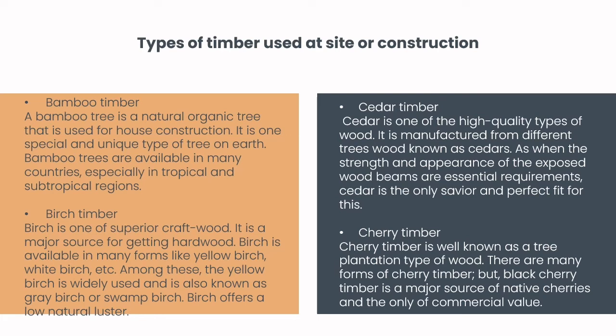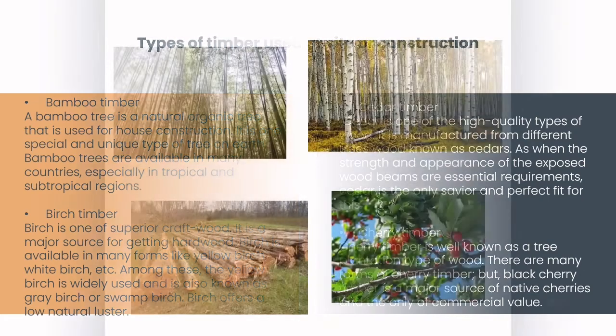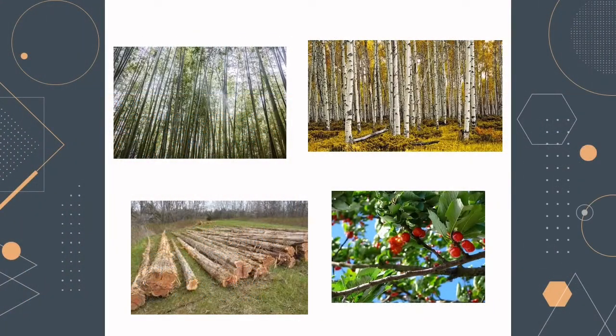Cherry timber is well known as a tree plantation type of wood. There are many forms of cherry timber, but black cherry timber is the major source of native cherries and the only one of commercial value. So this is the first picture for bamboo timber, the second for birch timber, the third cedar timber, and the last one is for cherry timber.